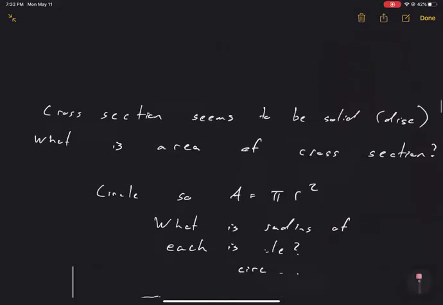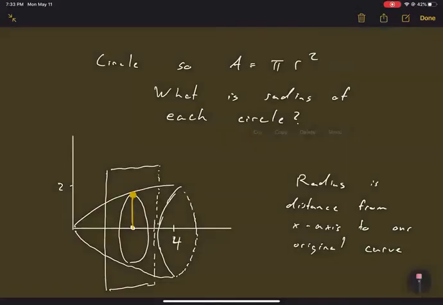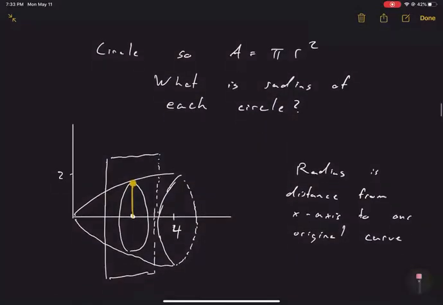Now let's examine this radius, okay? The radius of this cross section is this yellow line, right? It's the distance from here, the x-axis, up until this point here, okay? So what is that distance?